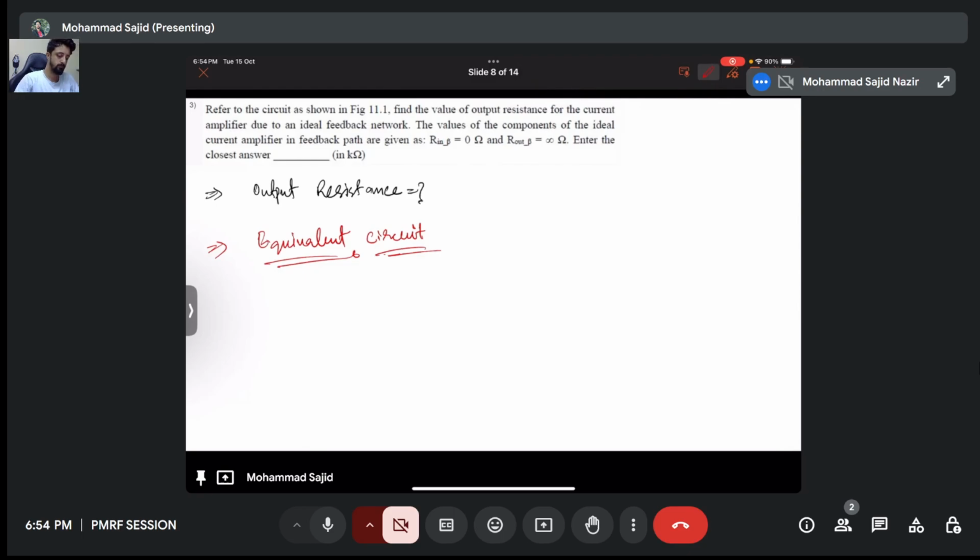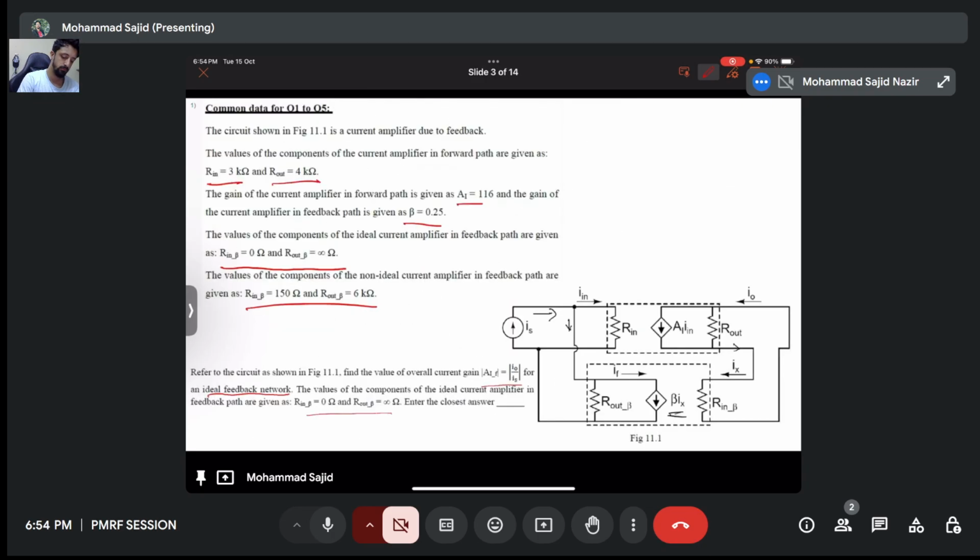Okay, let's draw the equivalent circuit. So we have this A times I N, and we have a feedback with zero resistance. So this is my I naught. I need to find this resistance, and this is R out.